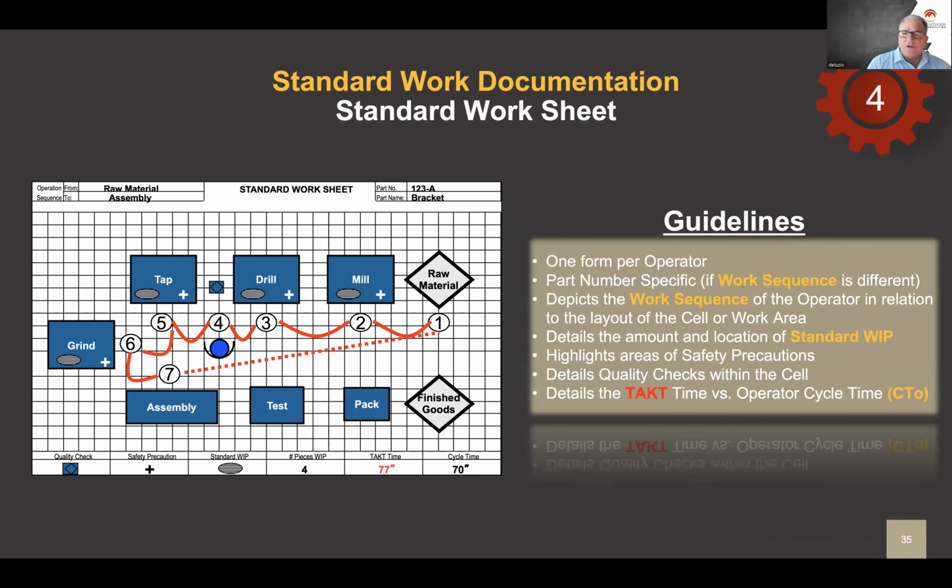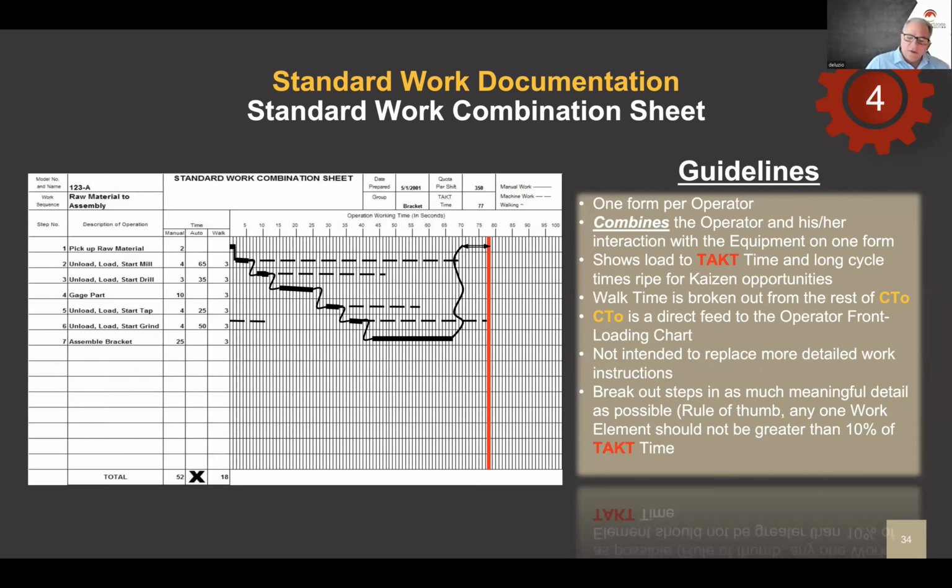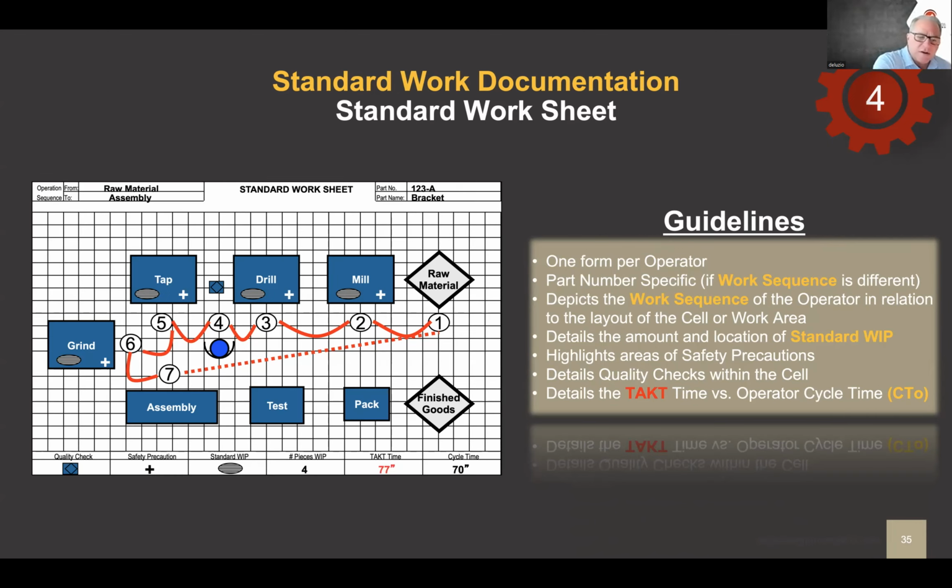This is the standard work sheet that shows you the flow of the operator in context of the cell. So you can see how we have the cell layout, and you can see that this particular operator goes from 1 to 7, and then walks back to 1, which is a work split. Okay. Down below, you've got standard work in process dictated. There's 4 pieces. Takt time on here. You've got your cycle time. You've got the part number up here. You've got your quality checks laid out. So right between drilling and tapping, I'm going to do a quality check. And that's the layout.